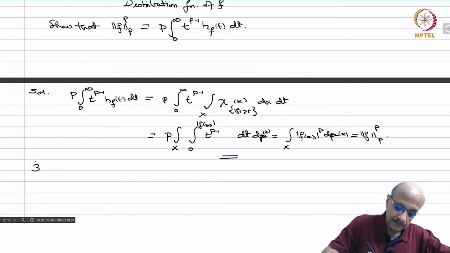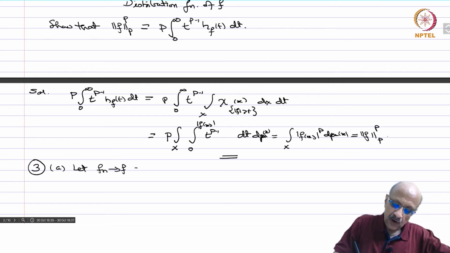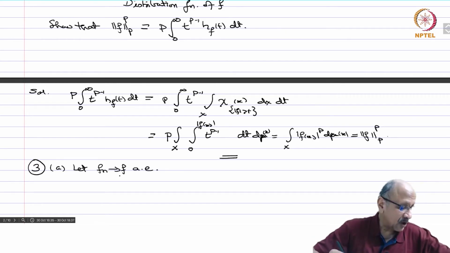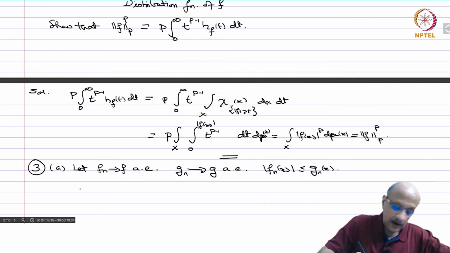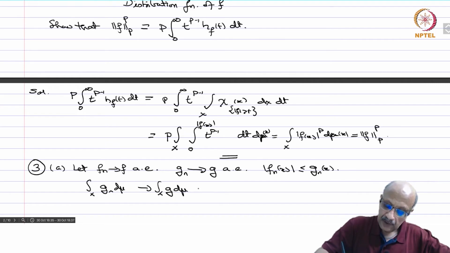Third one, A. Let fn converge to f almost everywhere. All functions are measurable. I am not mentioning that. There's no point talking about otherwise. So gn converge to g almost everywhere, and mod fn of x is less than or equal to gn of x. And also assume that the integral over x of gn d mu converges to the integral over x of g d mu, which is given to be finite. So all these are hypotheses.